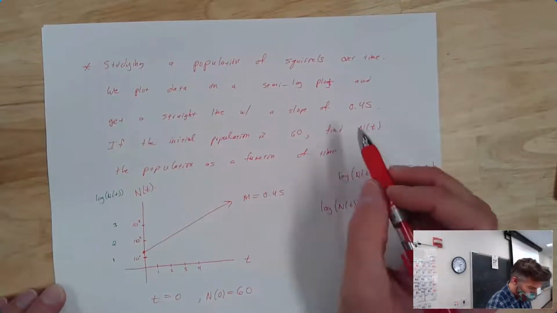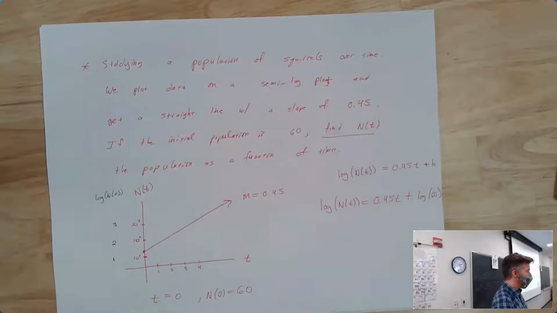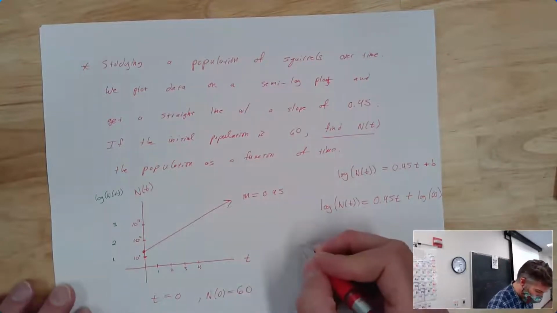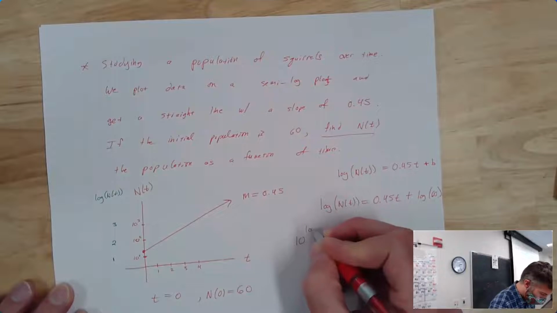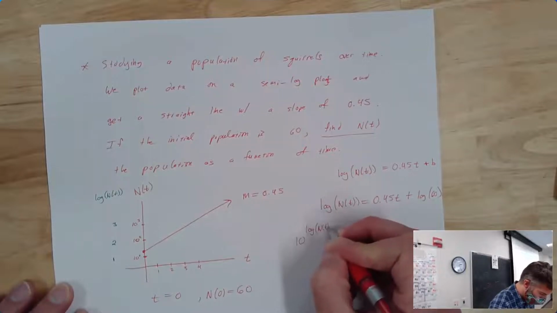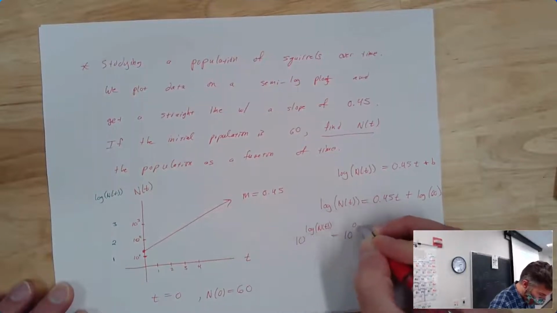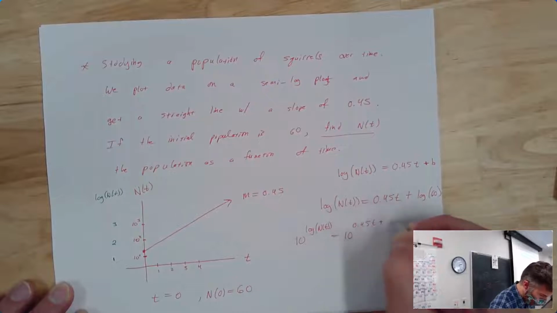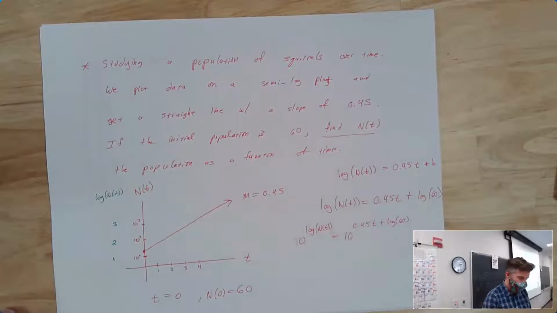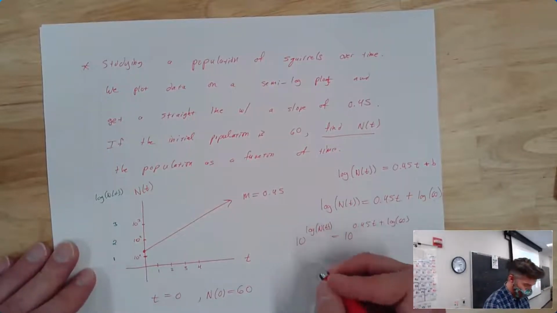Now we're trying to find the population of squirrels as a function of time. So we need to isolate n of t, meaning we need to write both sides as powers of the base 10. So we're going to write this as 10 to the log of n of t equal to 10 to the 0.45 t plus log of 60. And then you could leave it, well, you should definitely simplify the left-hand side.